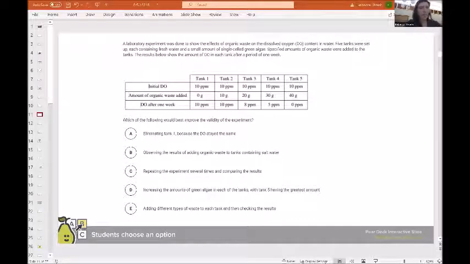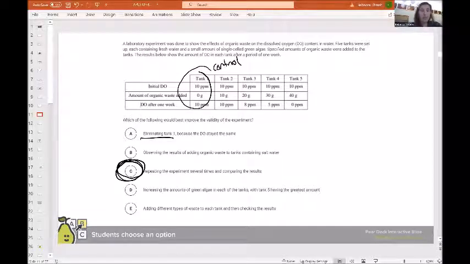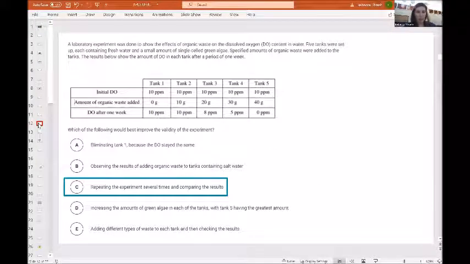All right, so it looks like we're settling on C, which is excellent. Repetition, redoing the experiment, multiple trials, all of those always increase the validity of the experiment. We definitely would not want to eliminate take one. Take one is actually our control, and any good experiment has some type of control. Excellent job, guys. C was the right answer, repeating the experiment several times.